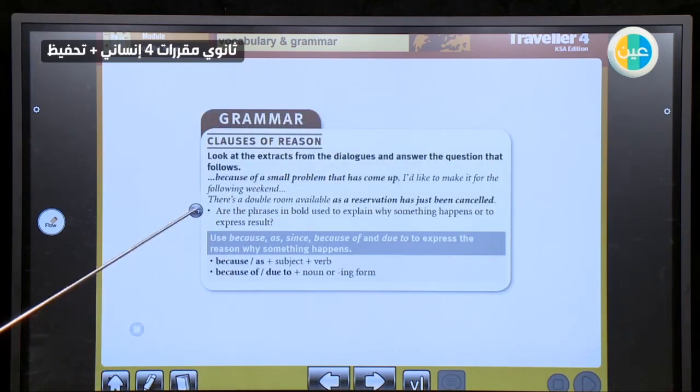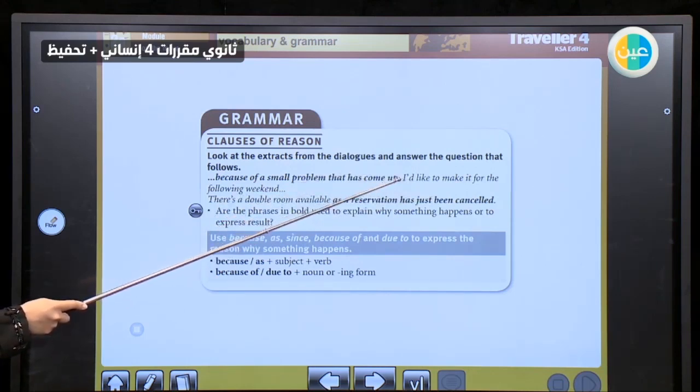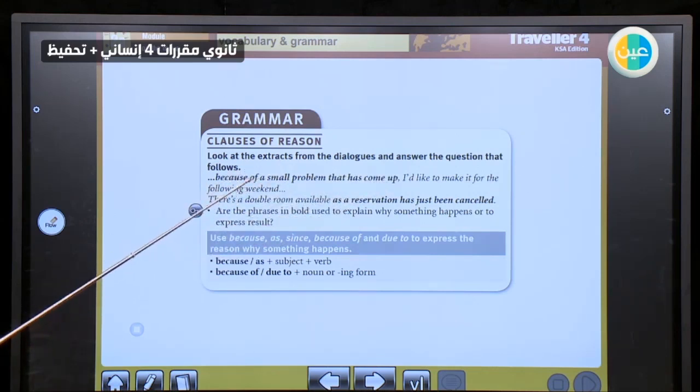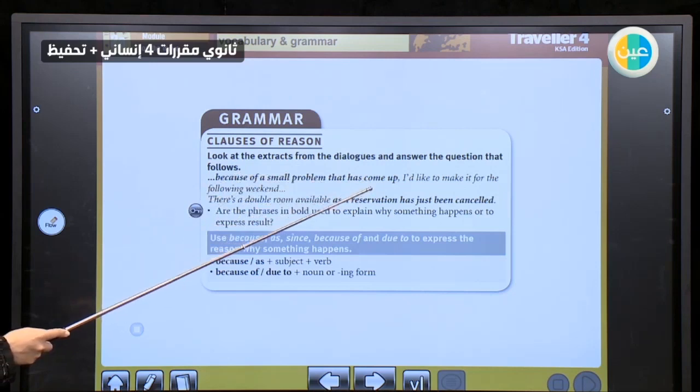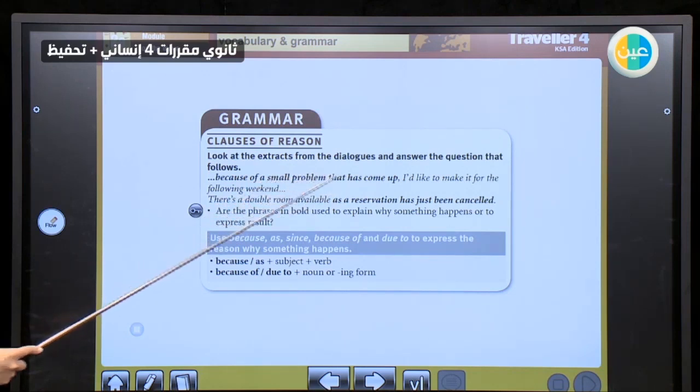We have clauses of reason. What are clauses? Clauses are not full sentences. They are part of the sentence. For example, I would like to make it for the following weekend. We can see this part is complete. We can guess the meaning. But when we read because of a small problem that has come up, we can't find the whole meaning here. So this is a clause of reason.